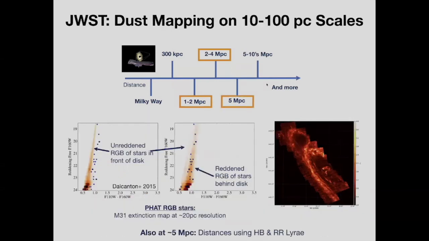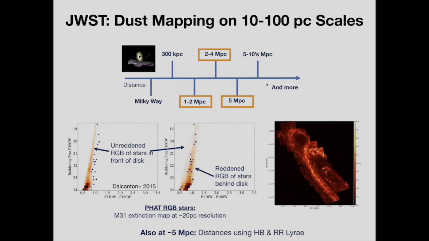Another area that JWST is going to be really strong is in mapping dust and the ISM. This is not something that was immediately obvious to us, but what really enlightened us in this area was the PHAT survey of M31. And so this is an example from Julianne Dalcanton's paper about how we were able to create dust maps at 20 parsec resolution at the distance of M31.